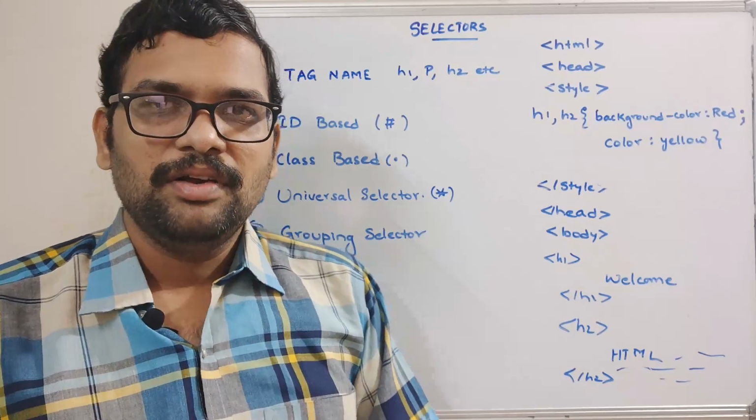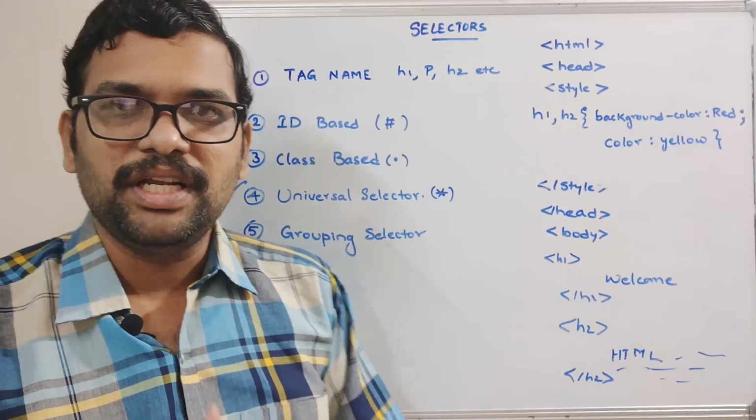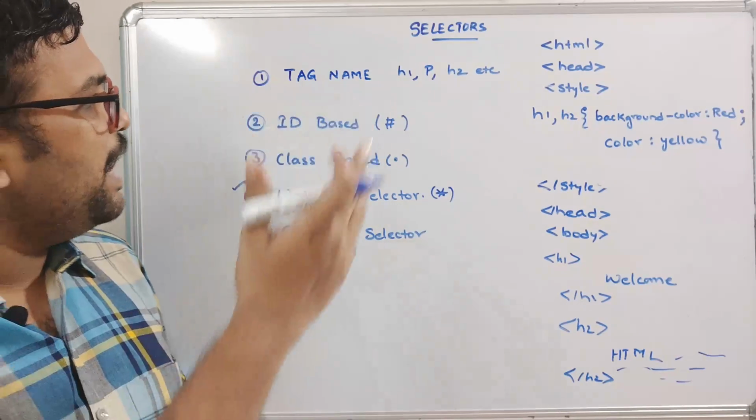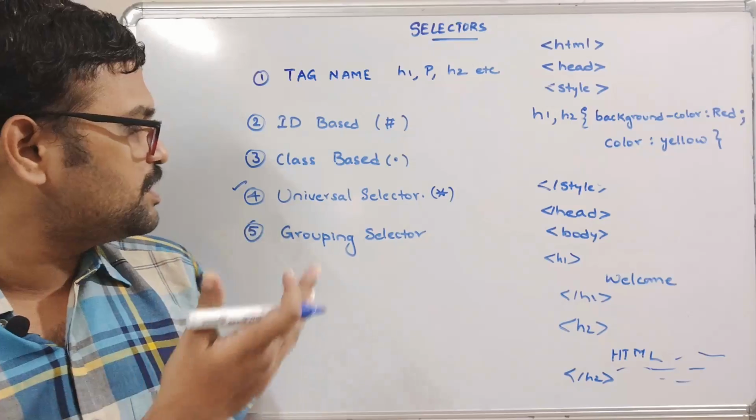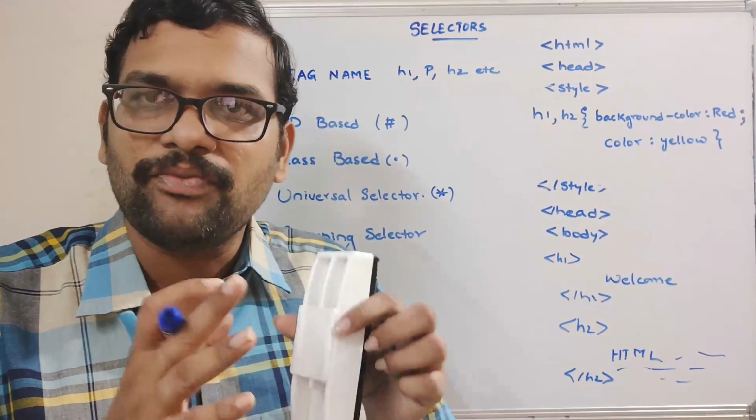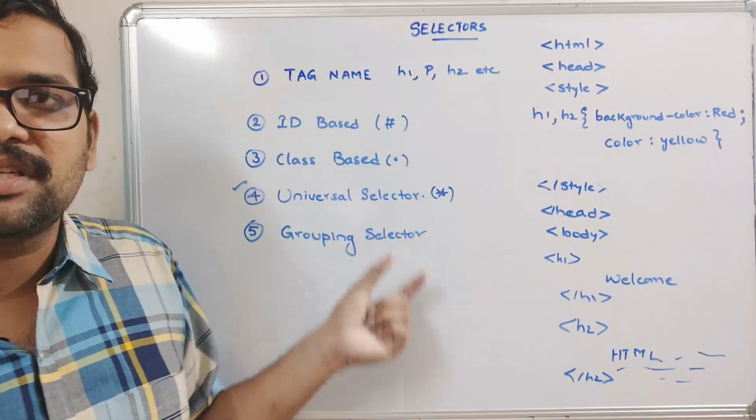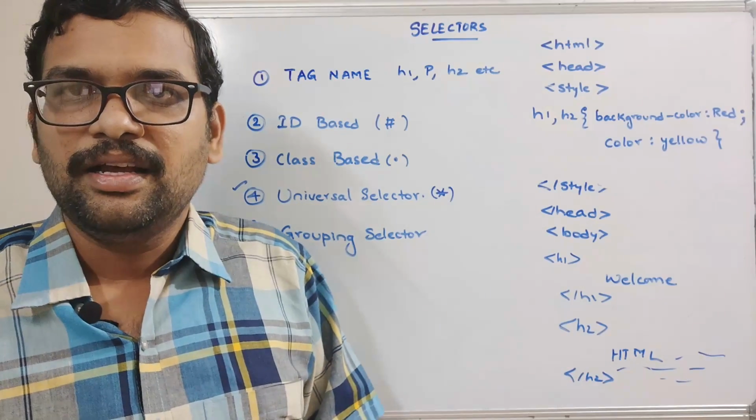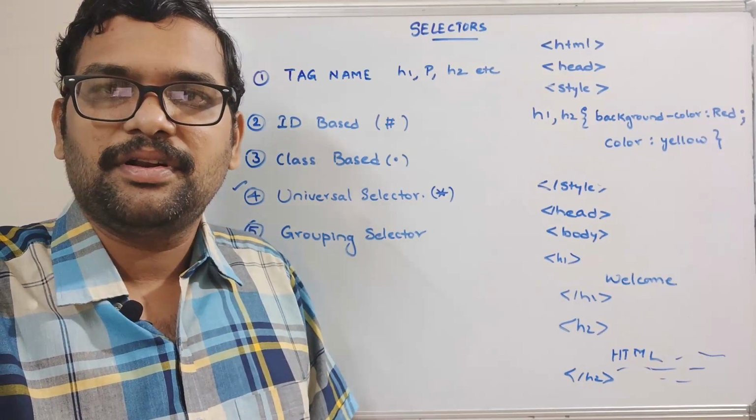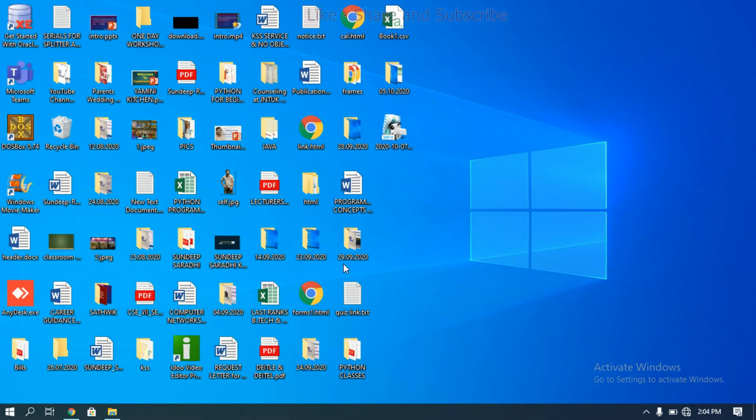So hope you understood. We'll move on to the system. I will execute each and every concept, that is the tag name, ID based, class based, universal selector and grouping selector. We'll create one web page and I will show you the differences among all these things, right? So let us move on to the computer. Hello friends, just now we have seen different types of selectors. So now we'll implement one by one.